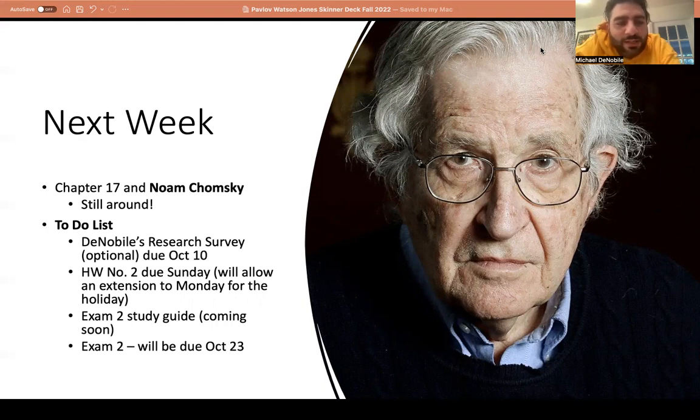So here we go, the to-do list. My research survey, if you're still interested, it'll be open until October 10th, because then I've got to do the data analysis. Yay me. Homework number 2 is due Sunday. I will allow an extension to Monday for the holiday. If you want to use the research survey as your homework too, you could do that. Some of you owe me work. You could also apply it to work that you already owe me. That works too. It's the free homework pass that you get with doing the survey.